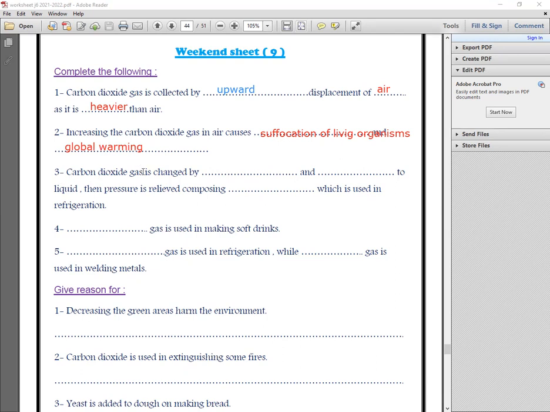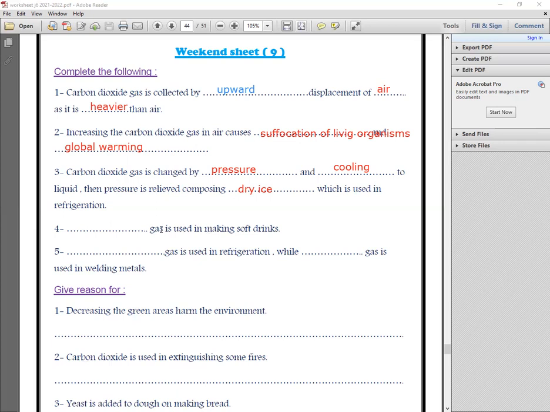Number 3, carbon dioxide gas is changed by what and what to liquid. We have to apply pressure and cooling to convert it into liquid. Then when the pressure is released, it forms dry ice, which is used in the refrigerator.